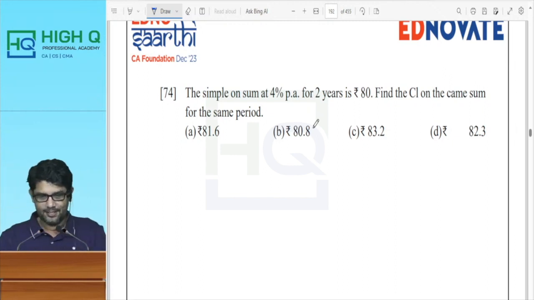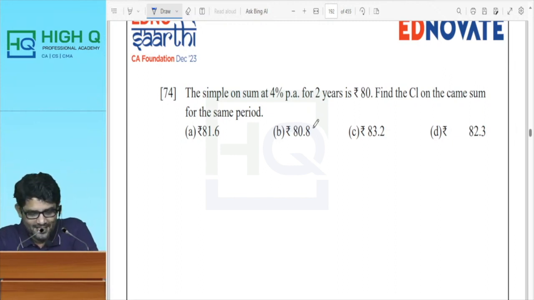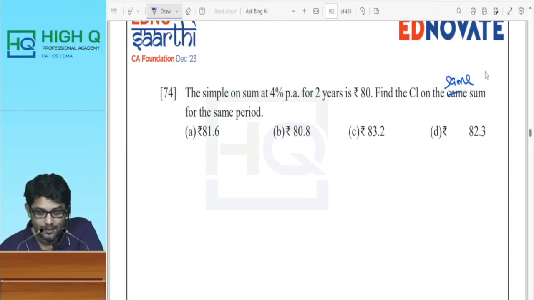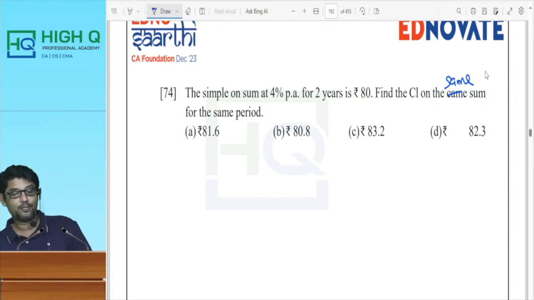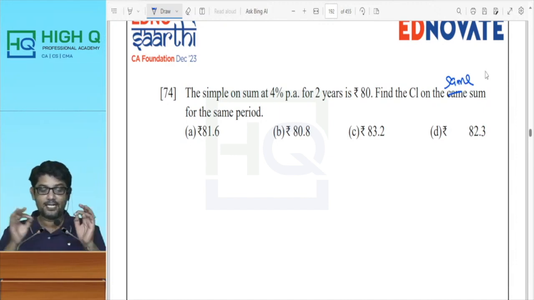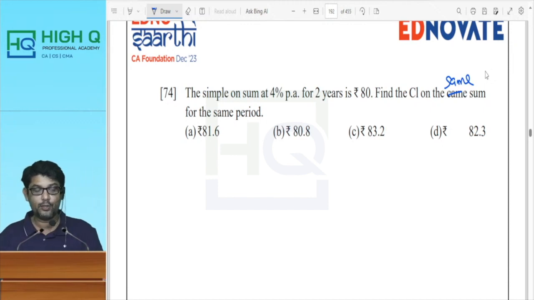Now, the simple interest on a sum at 4% per annum for 2 years is 80 rupees. Find the compound interest on the same sum for the same period. Can you please do it? It's a very simple question. I want you to do it, my dear. Fast.